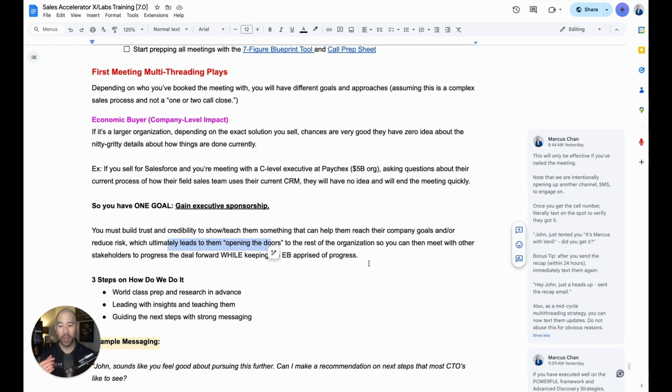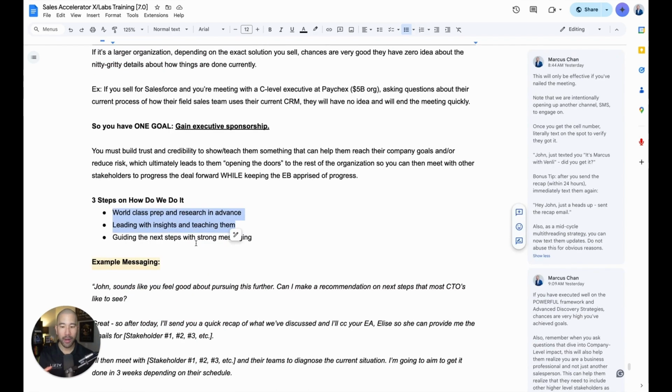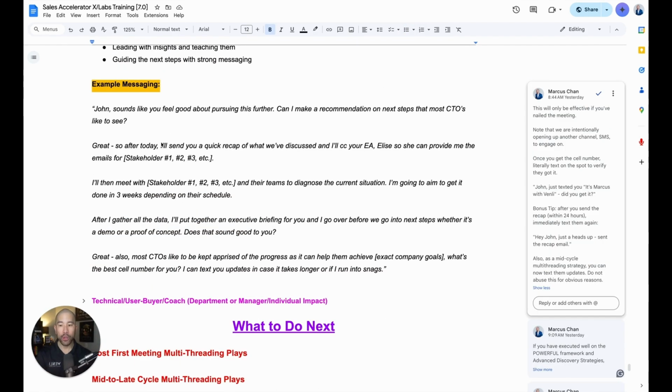So there's a few steps in how we do this. Number one, three steps really: world-class prep and research. I can't say it enough because most people just don't do this. You can't go in there asking basic level discovery questions. You are leading with insights and teach, which we covered in past sections as well. Then you want to guide the next steps with really strong messaging. The first two we've already covered, but we're going to talk about the example messaging next. So let's go ahead and set the stage.